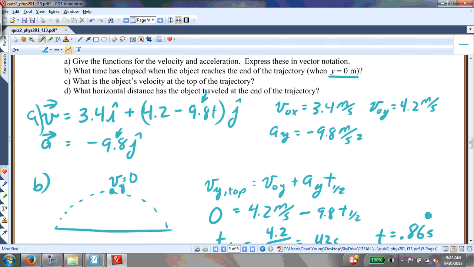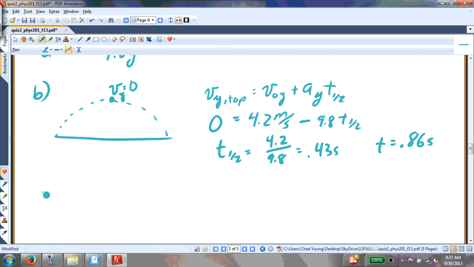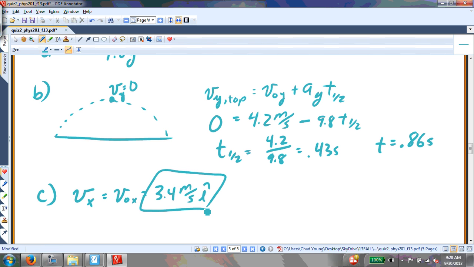Part C, I want to know what is the object's velocity at the top. This should have been pretty simple. Vy is 0. I just need to have Vx, but I know from my function that Vx, which is equal to V naught x, is equal to 3.4 meters per second. That's in the i direction. All right, so that's its velocity at the top of the trajectory.